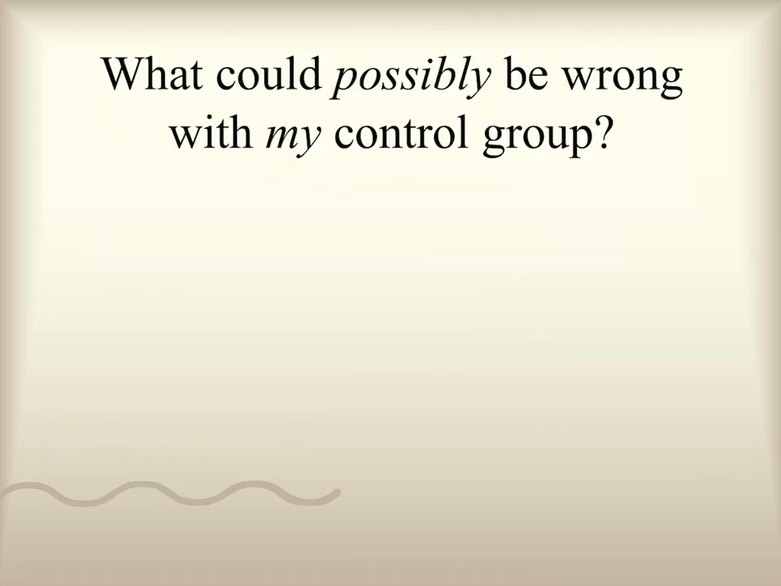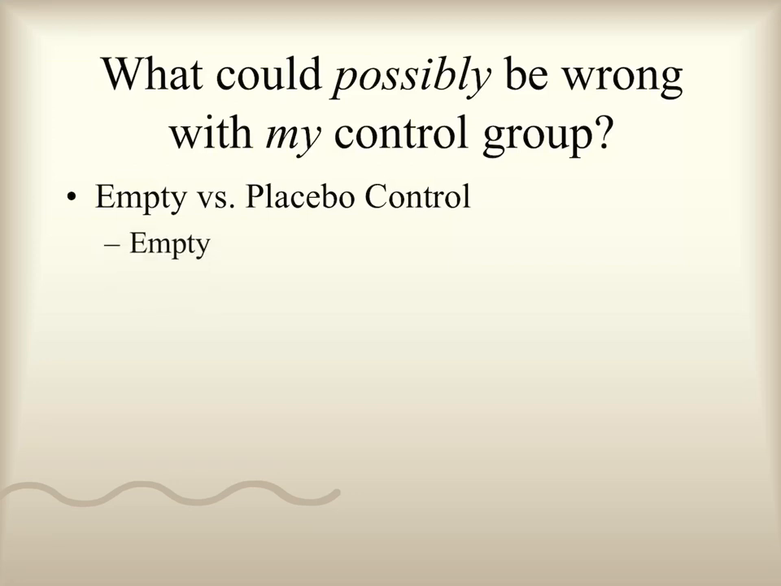So in other words, there's lots of things that could go wrong with your group. Let's think about what can go wrong. Two of the traditional types of control group are the empty control group and the placebo control group. An empty control group is one in which some participants get no treatment at all.